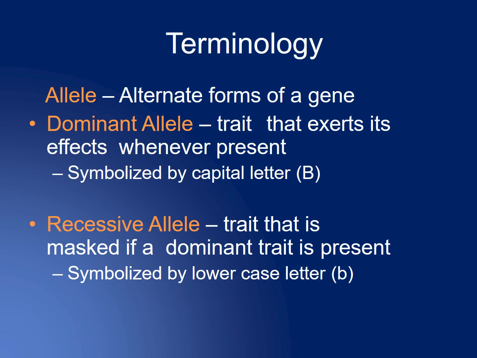Before studying the laws of inheritance, we must be familiar with the terminology used frequently during this study. Now, what is allele? Allele is the alternate form of a gene. Dominant alleles are the alleles that code the trait that exerts its effect whenever present, and they are symbolized by a capital letter, for example, capital B. Recessive alleles code the trait that is masked if a dominant trait is present, and it is symbolized by a lowercase letter like small b.